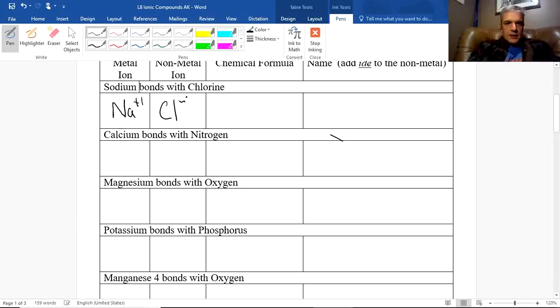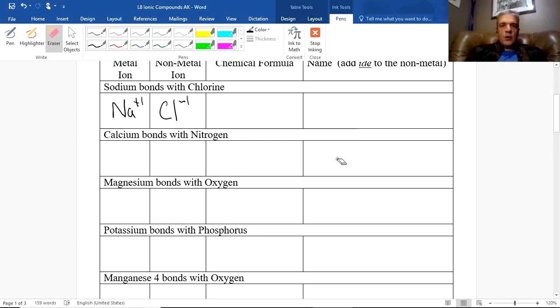Cl -1. And then we use this really cool technique called the crossover technique. Now we do not need to use the plus and minus when we're doing this, but essentially what happens is this +1 comes over and becomes a 1 here, and this -1 comes over and becomes a 1 here. And so you'd think you'd write it as Na1Cl1, but in fact, we don't need to do that. Ones don't need to be written. It's assumed if we're writing Na, there's at least one of it. So therefore, we don't even need to write one. So we just simply write NaCl.